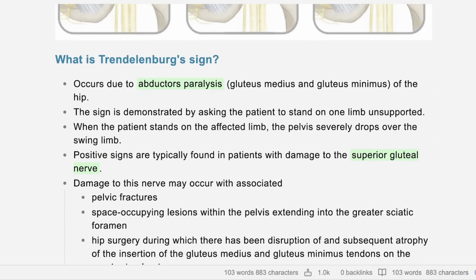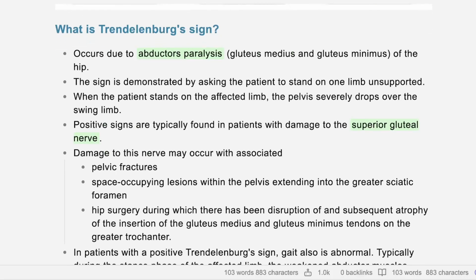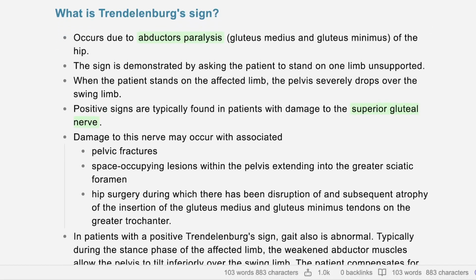So, abductor paralysis: the patient stands unsupported on one side, and the hip will start falling down on the affected side. It happens due to damage of the superior gluteal nerve, pelvic fracture, space-occupying lesion, and also hip surgery.